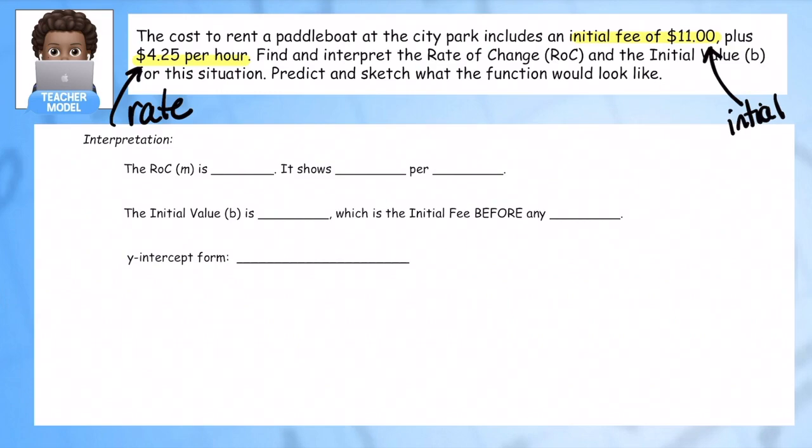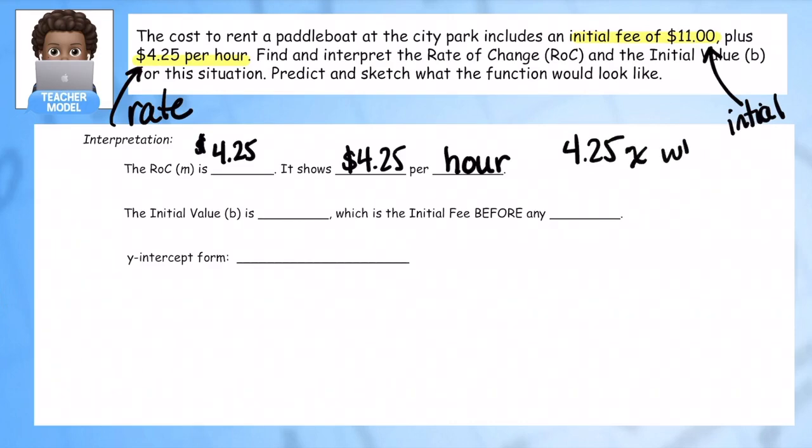In this case, our rate of change is $4.25, and that's telling me I'm paying $4.25 per hour. That is a fixed rate. It is constant throughout the problem. For every hour, I'm going to pay $4.25, and we know that we can represent this as 4.25x, where x is just going to be our hours, where x is equal to the number of hours.